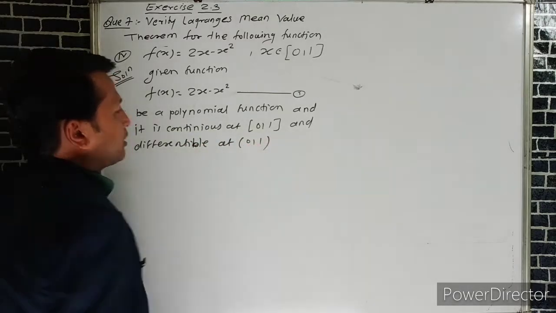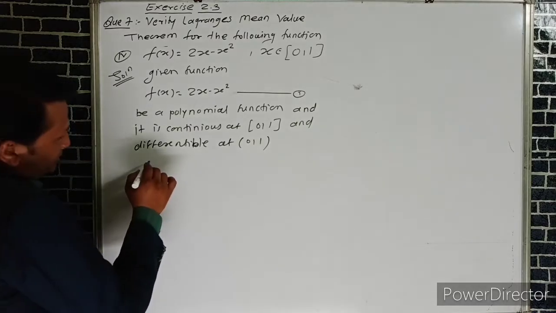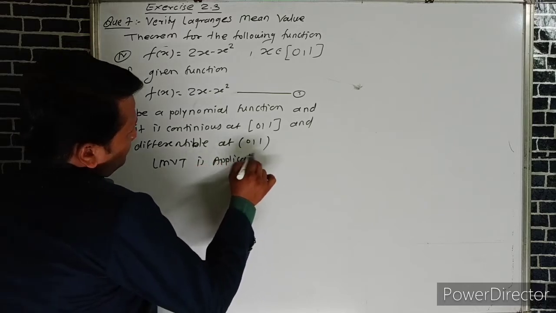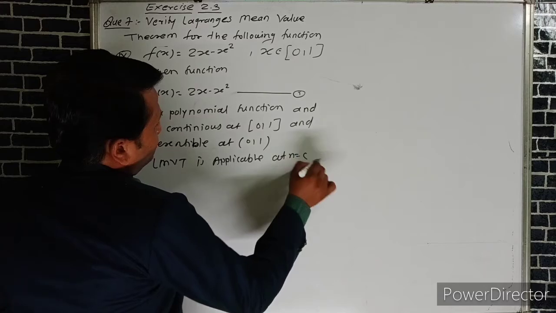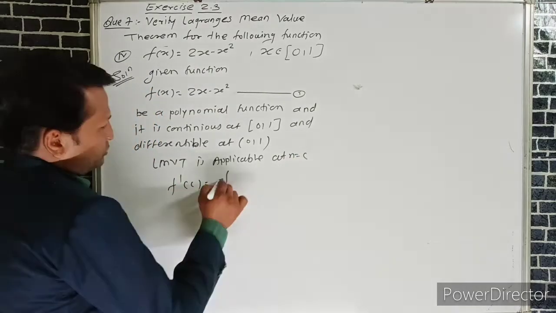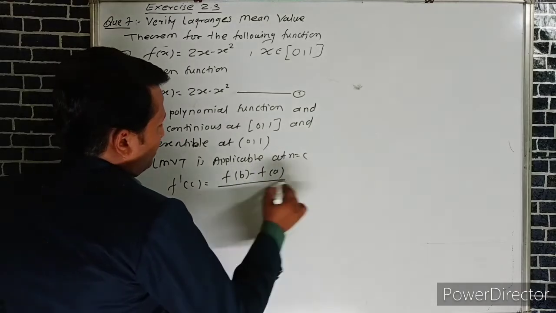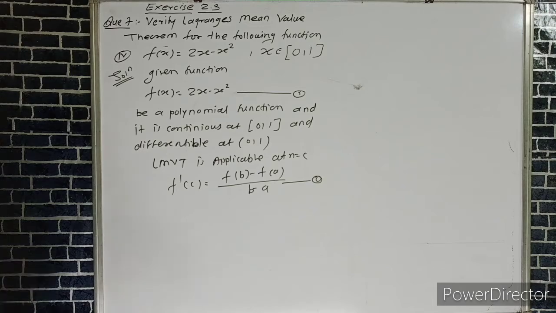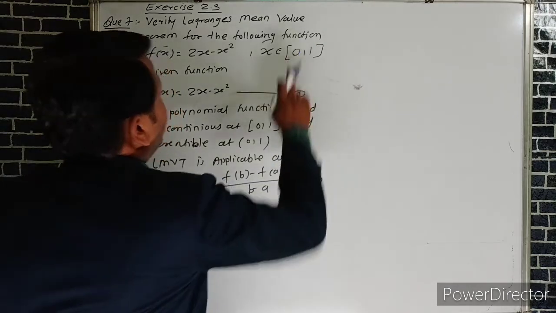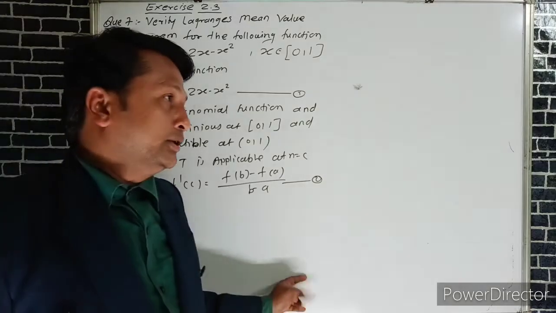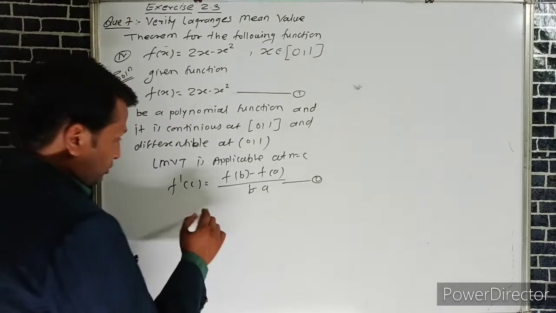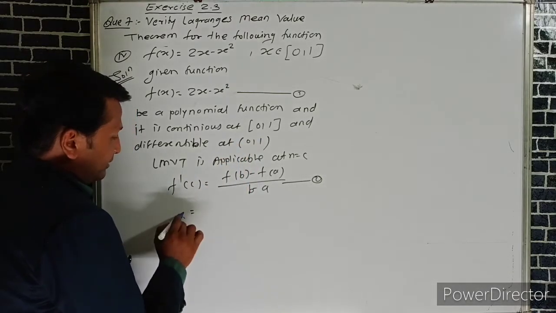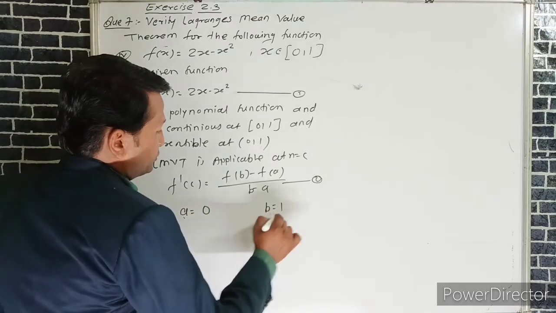at open interval (0, 1). So we can write Lagrange's mean value theorem is applicable at x equal to c: f dash of c is equal to f of b minus f of a upon b minus a. By using this, we can find the value of c. And if the value of c lies between 0 and 1, then we can say that LMVT is proved. So here the value of a is 0 and the value of b is 1.